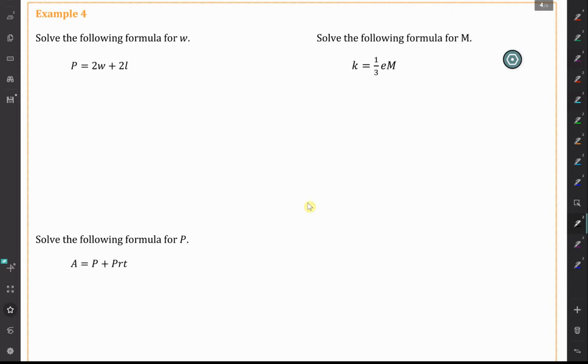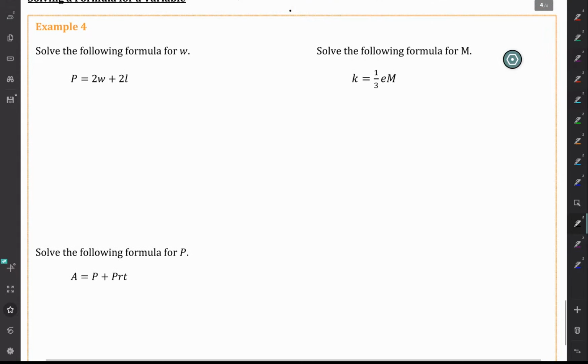Okay, in example 4, we're going to be given some equations with lots of different variables, and we're going to solve for just one variable. In the first example, we have p equals 2 times w plus 2l, so it's like perimeter equals 2 times width plus 2 times length, and we're going to solve for w. So the idea here is just get w by itself.